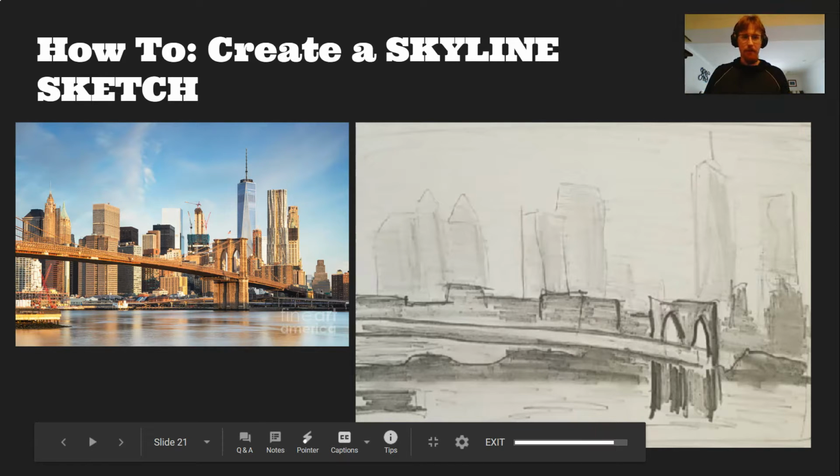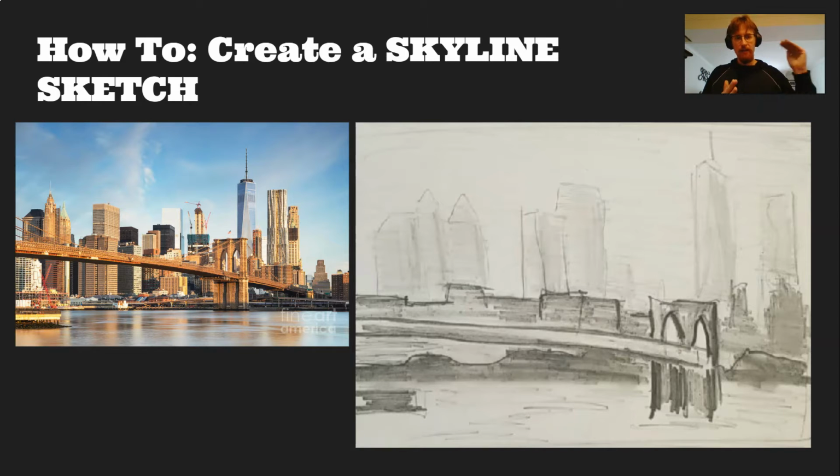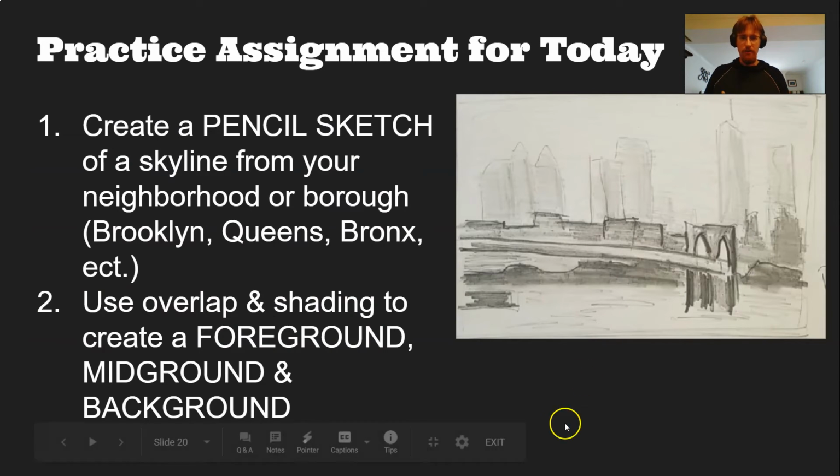The key things that I'm going to go over today in the video are how to create layers to show space, layers of overlap, so to create a foreground, midground, and background, and then how to use shading to create the illusion that some buildings are in front of or behind other buildings. So again, the steps are: first, you create the sketch of the outline, then you add the shading to show the overlapping of the foreground, midground, and background.